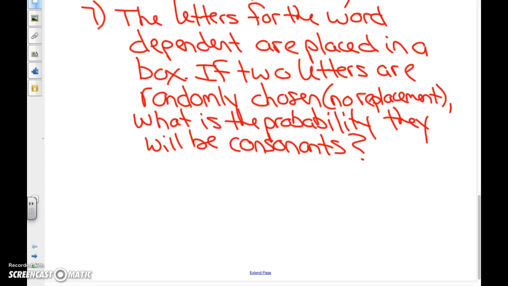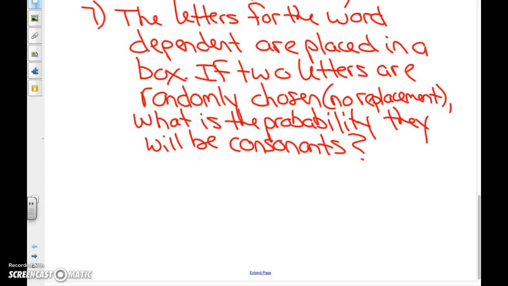So first of all, would this be dependent or independent events? Dependent, because if we're not replacing the letter, the second draw is dependent upon what happens in the first draw, right? Okay? And we know the first draw is just going to eliminate a letter. So what is the probability that we're going to choose a consonant on our first draw?